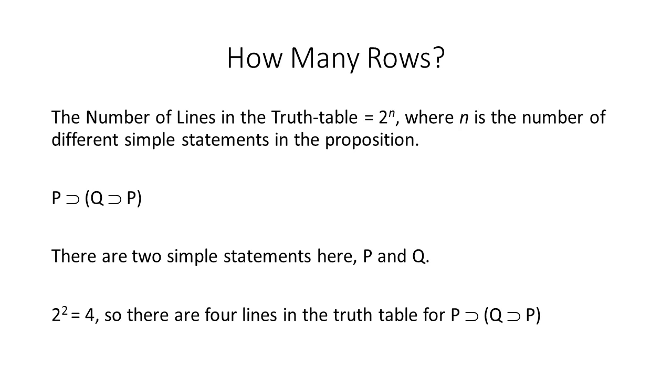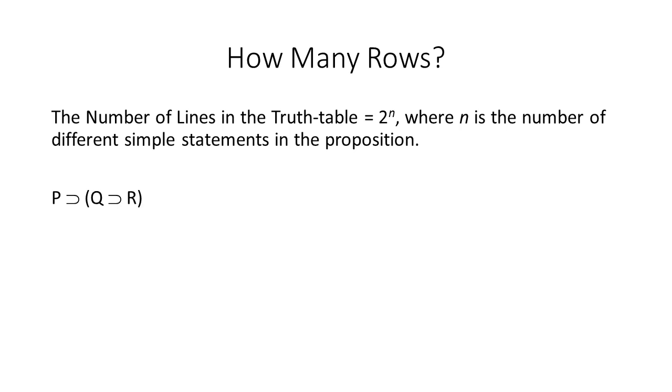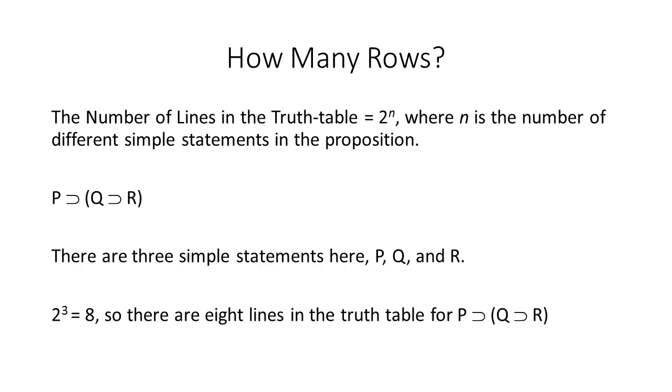Right, so you should come up with 4. What about here? Again, pause me if you need to and come up with it. So 2 to the 3rd is 8, right? So there are going to be 8 lines in this truth table. We've never seen one that big before, but we'll see what that looks like here in a moment. Don't let it intimidate you. It's just the same as what we have been doing, only a little bit bigger.